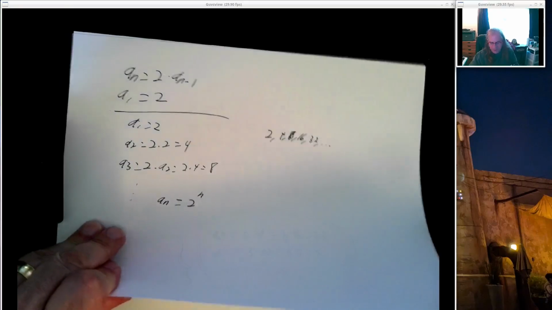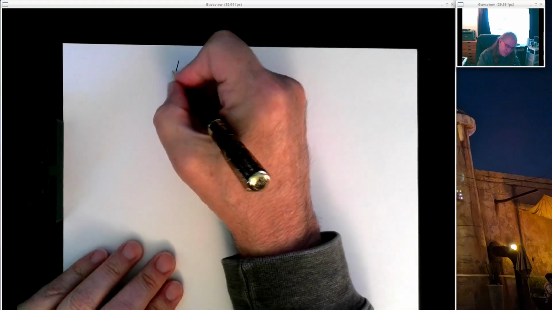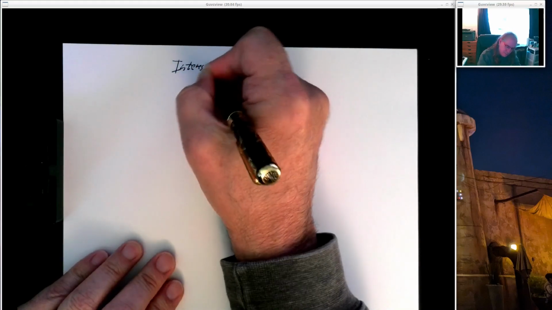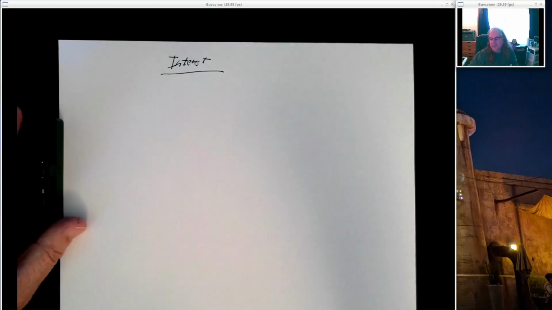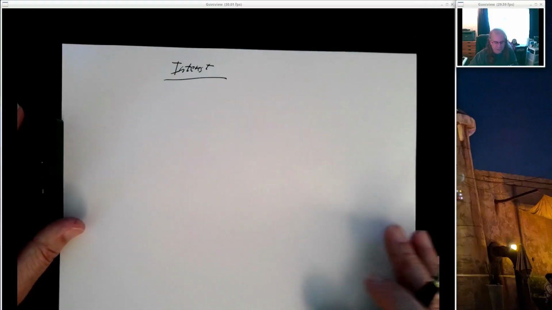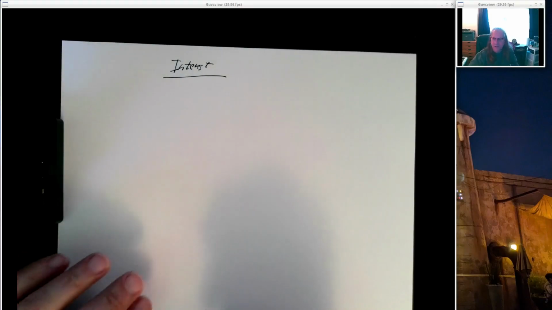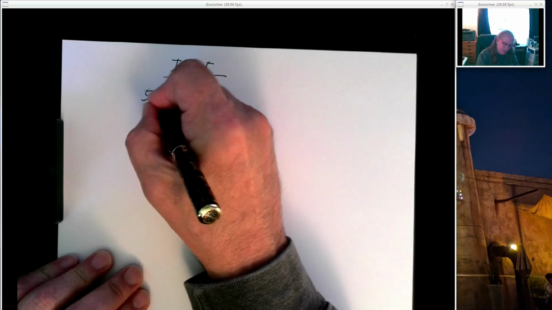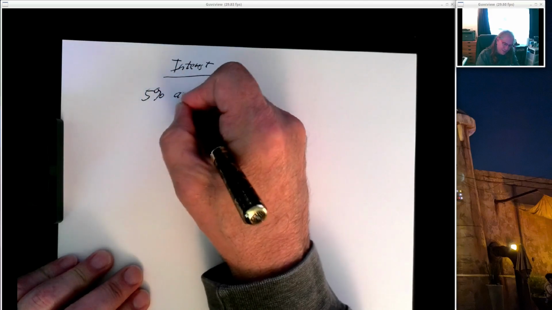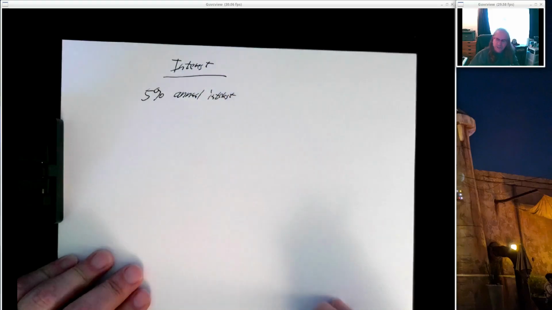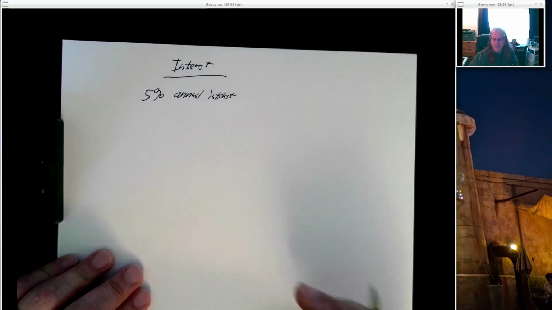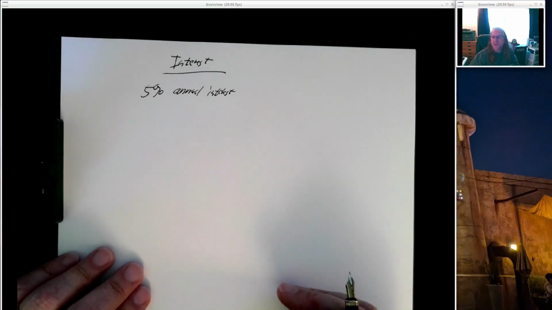And sequences come up in lots of situations. So, for example, interest. You give your money to a bank, and they're supposed to give you money back in addition to what you gave them for the use of your money. That's called interest. So let's suppose that you get 5% annual interest. At the end of each year, they give you 5% back on whatever money you loaned them.